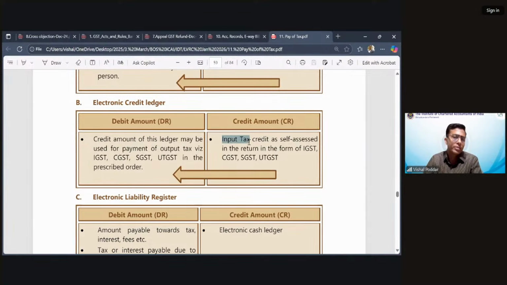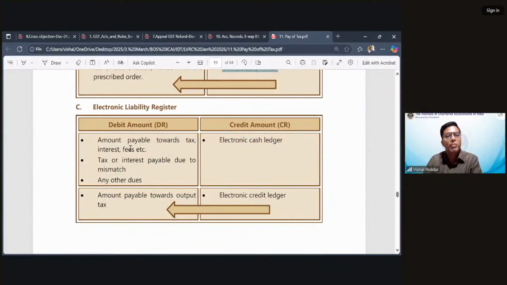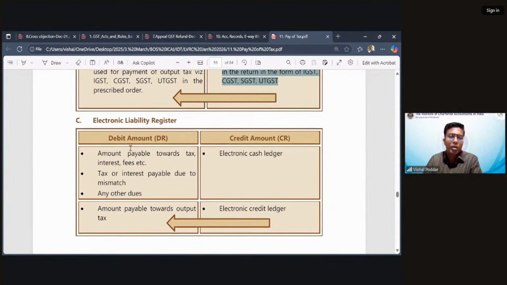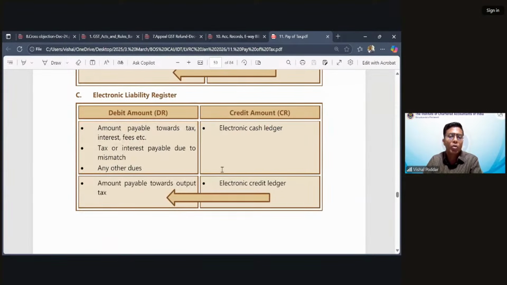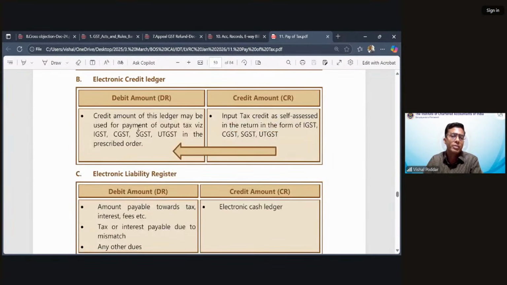Whatever input tax credit you are claiming in the 3B, which is the self-assessment mechanism, that gets credited in this account first. And whenever you are utilizing it for paying the tax, this ledger will be debited against the liability ledger. Now, in case of liability ledger, whatever is the liability created for payment, that liability is debited over here. And when you are making payment of this liability through cash ledger or through credit ledger, that amount is credited here, because if you see, it is debited in the respective ledger.